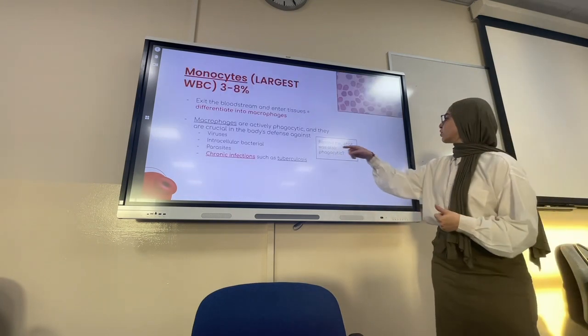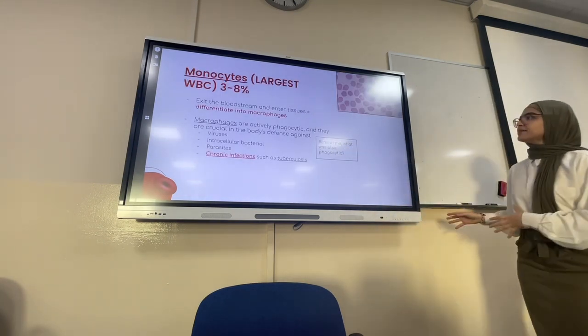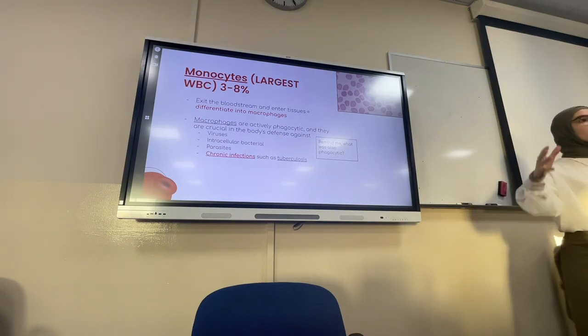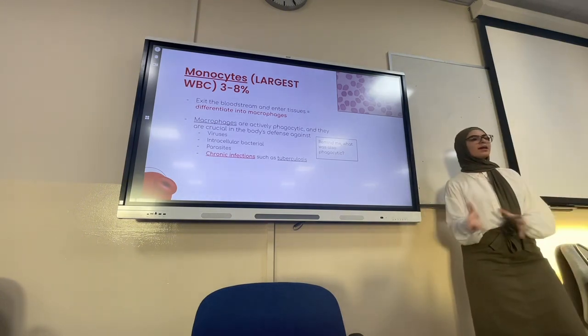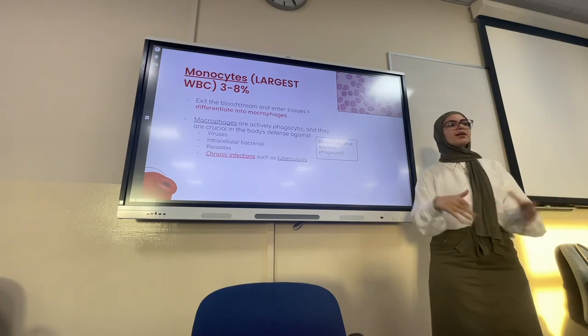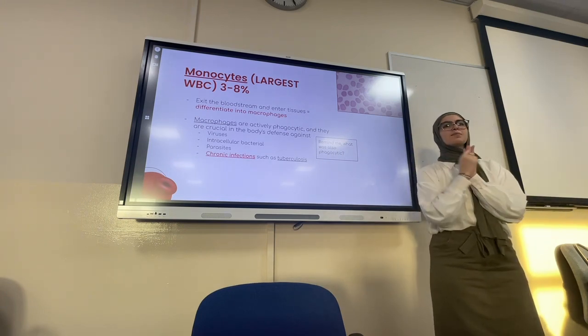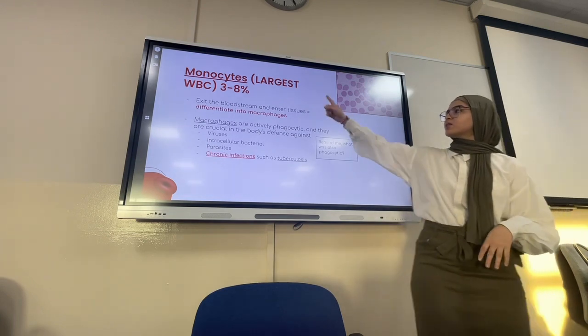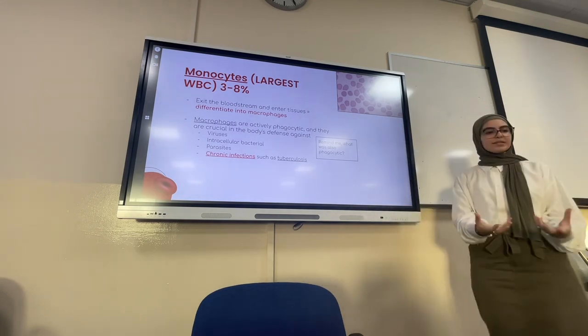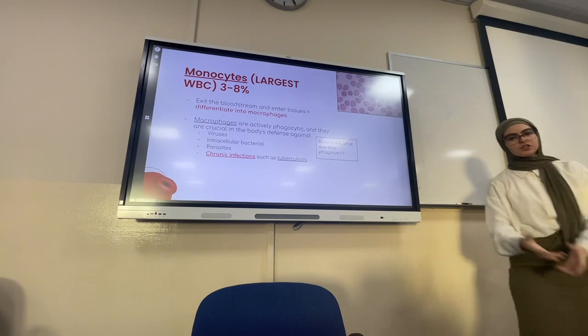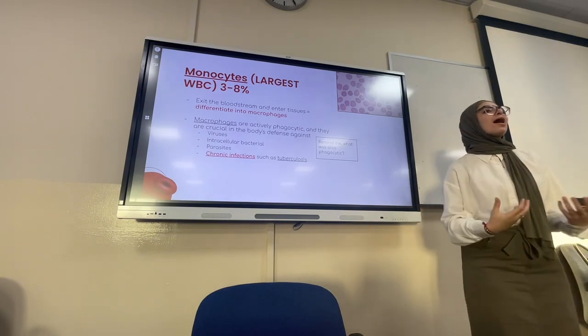Cool. All right. Monocytes, which are the largest. There was a question before asking which of the following leukocytes is the largest leukocyte. It's going to be the monocyte. They are the third most common, about 3 to 8%. Once they exit the bloodstream and enter into the tissue, they become macrophages.